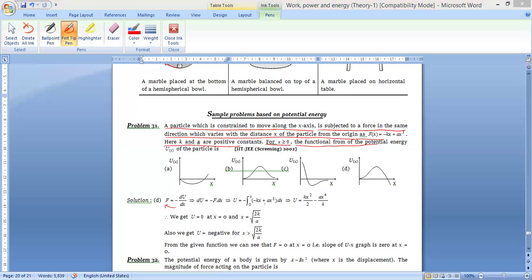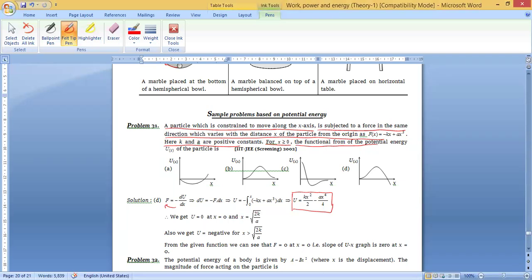Zero to x minus kx plus ax cube dx, so U is equal to... the differentiation of k is constant, x raised to 1, so it becomes kx square by 2 minus a x raised to 4 by 4. This is the potential energy relation with displacement x. So now we get U equal to 0, means take x equal to 0, so U is 0.